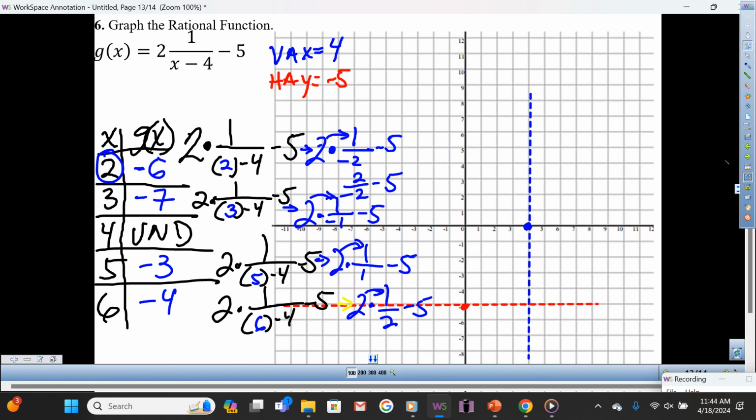I know the bell's about to ring, but bear with me. Here we go. 2, negative 6. 3, negative 7. Graph. 5, negative 3. And 6, negative 4. Graph.